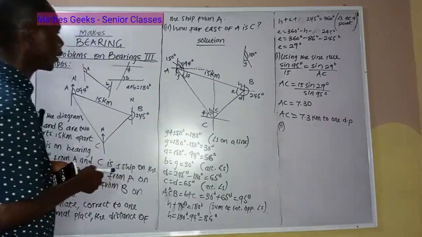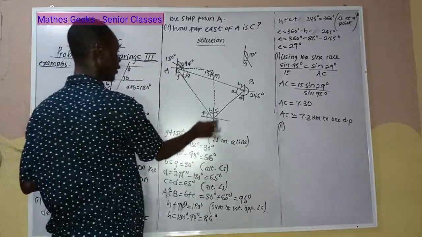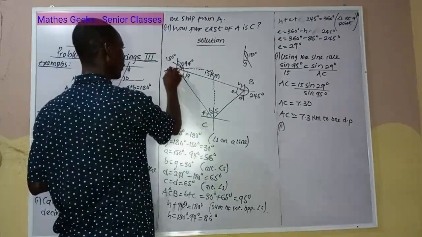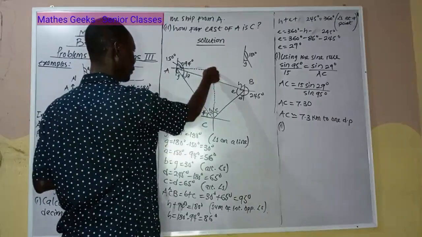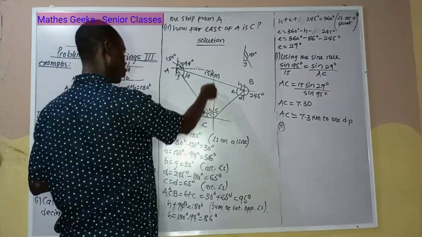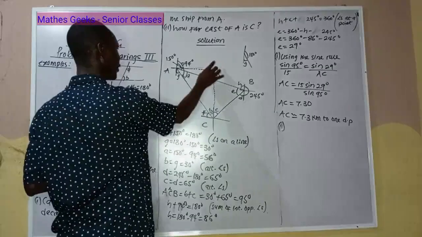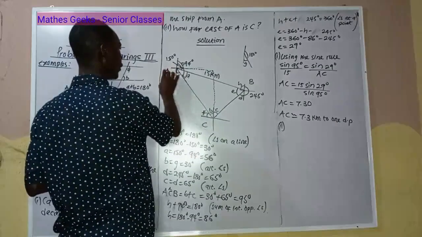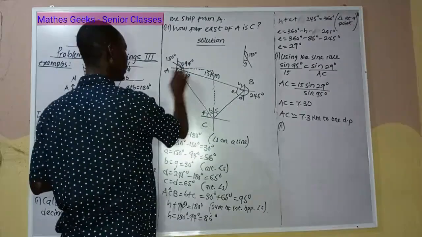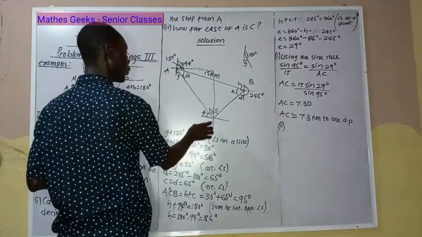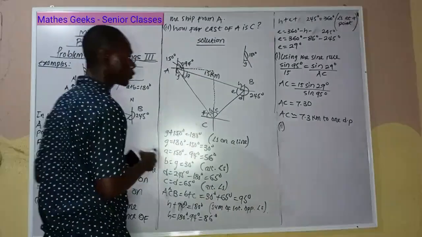So take note of what I did. East of A is C. So at point A, move east, and then let it meet a line drawn from C. So this is the distance of A, the distance of A in the eastern direction from C. So that's what it implies.